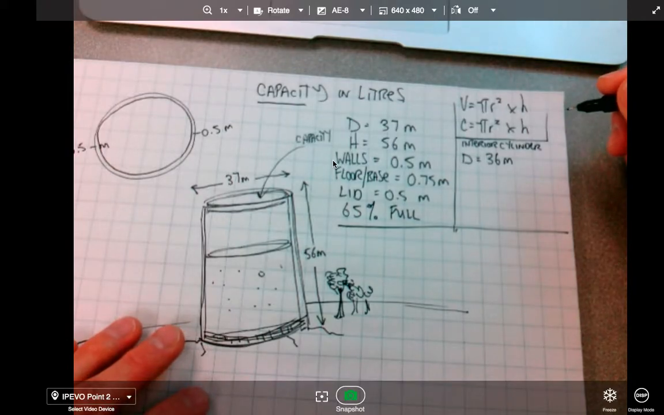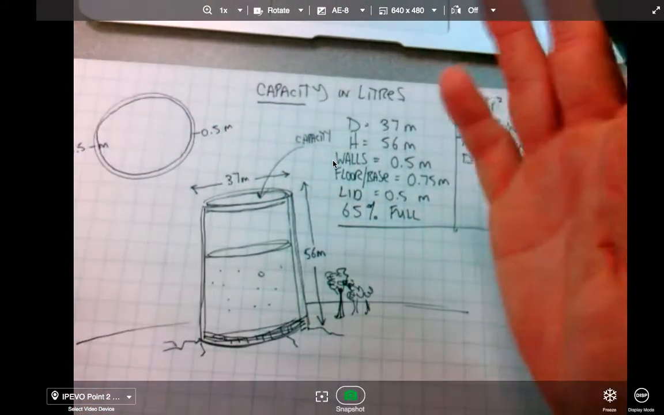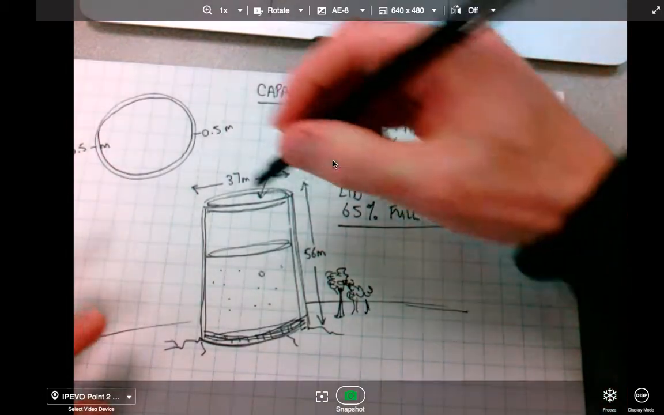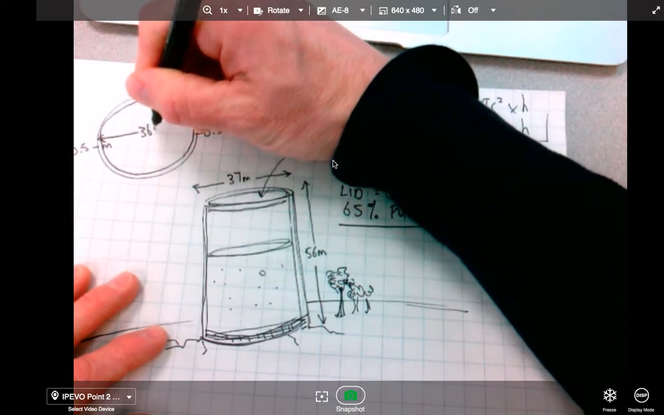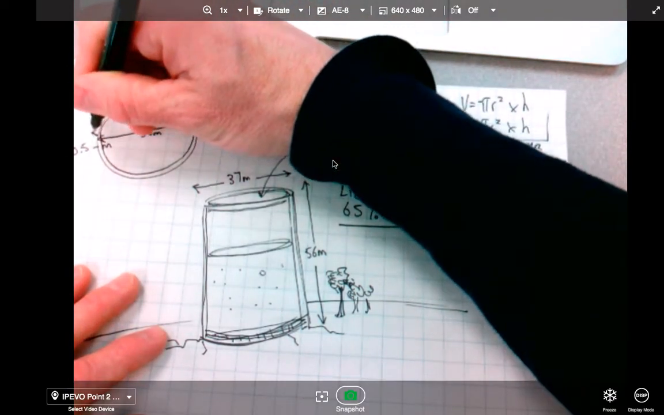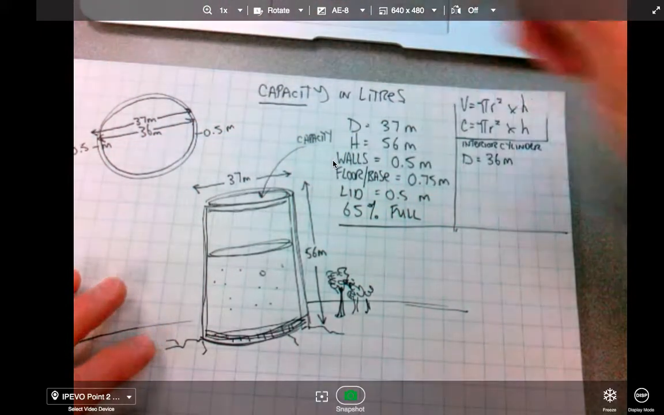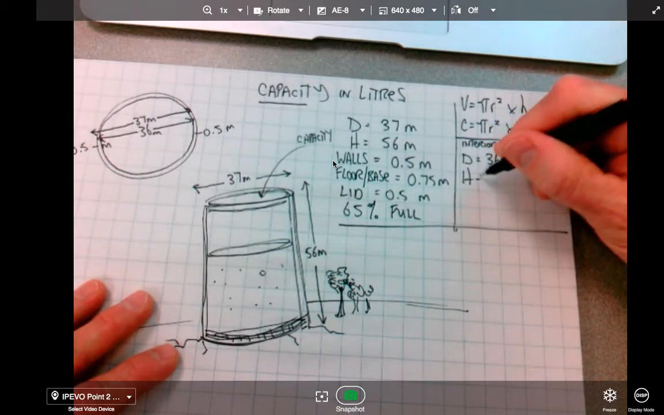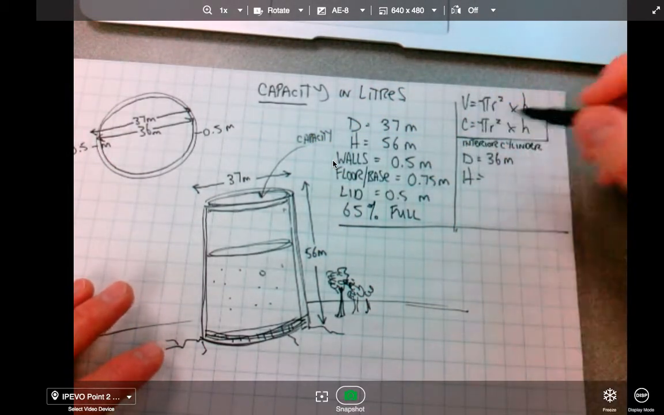Emily, does that make sense? Okay. And, all right, so we have a slightly smaller cylinder, slightly smaller diameter. So from here to here is 36 meters, whereas the outside is 37 meters. Okay, what's the height? Because the height is somewhat smaller. We have less inside. So how do we find the height, Tegan?